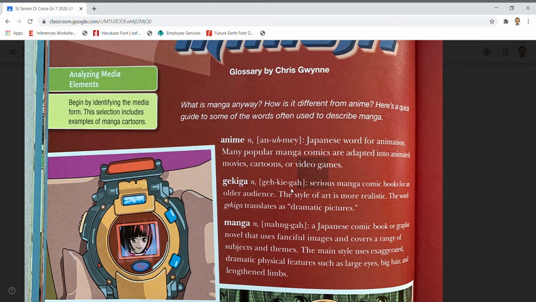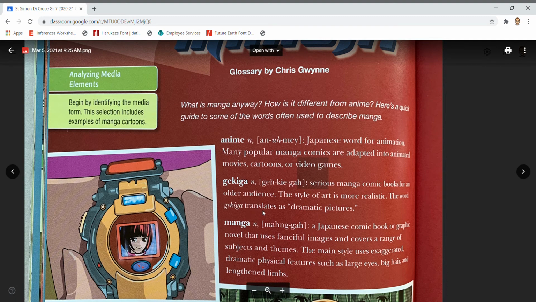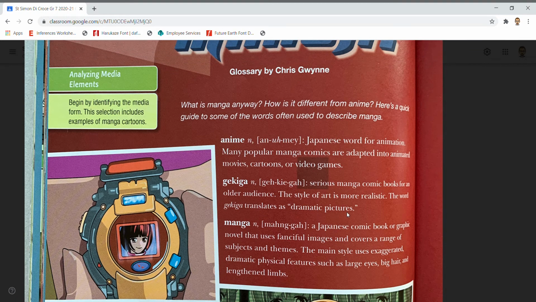Giga, I don't know if I pronounced that correctly. That's a serious manga, comic books for an older audience. Probably has more older, more mature themes. The style of the art is more realistic. The word Giga translated as dramatic pictures. So they've obviously also understood who their audience is and have created things for both of those audience age levels.